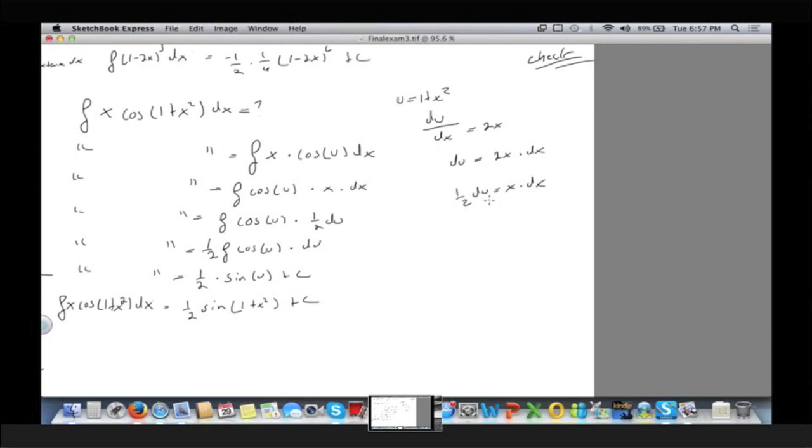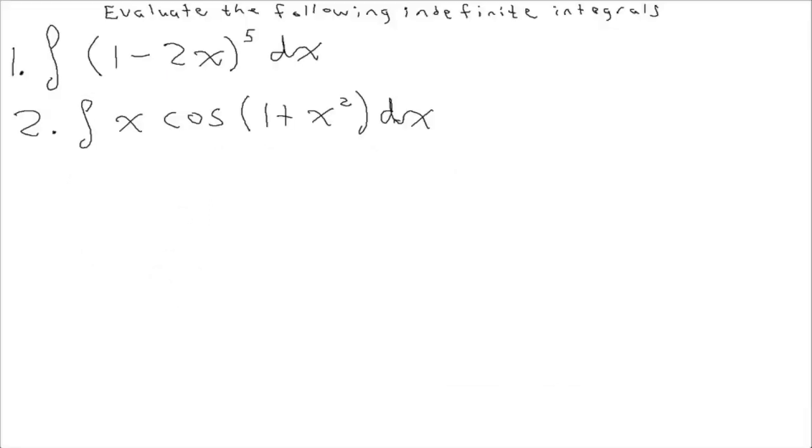So notice how you handled the 2 off to the side. You didn't just ignore the 2. You handled it algebraically. When you solved for x dx, the 2 turned into a 1/2, and you included that in your answer. Okay, that's fine. Very good. I'll go back to my screen.